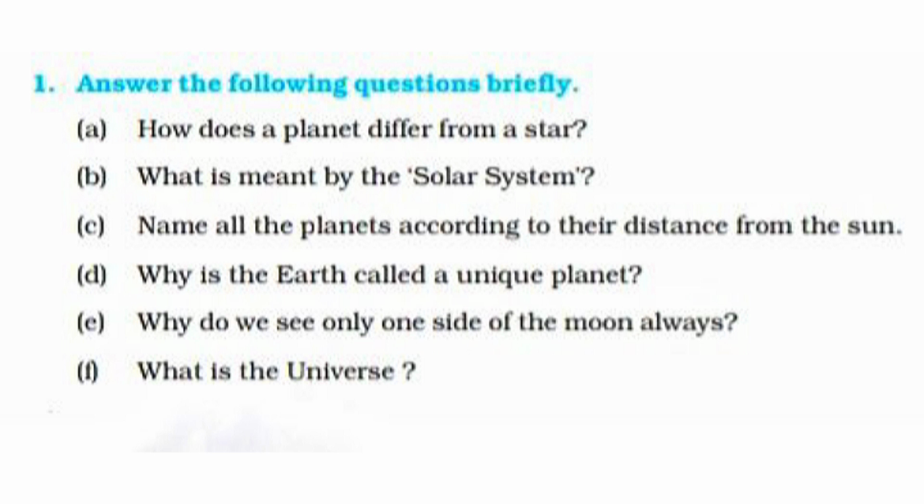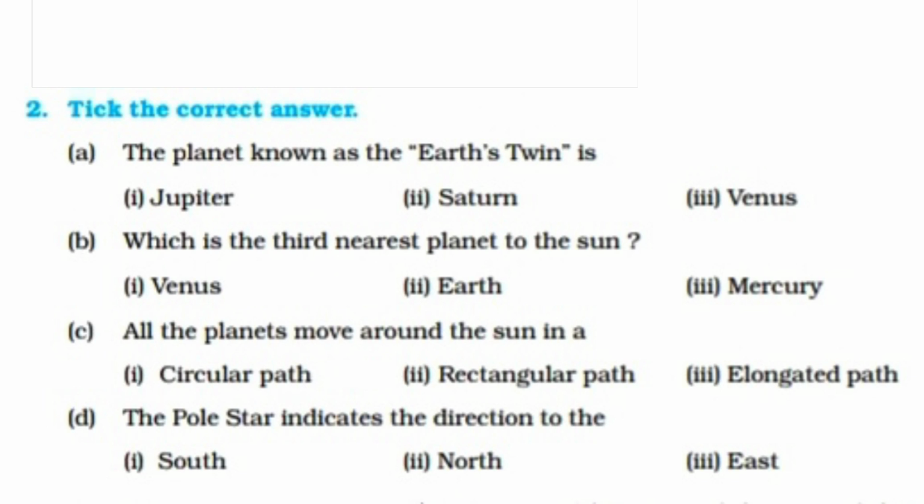Why do we see only one side of the moon? We only see one side of the moon because the moon spins on its axis in 27 days and it takes the same amount of time to revolve around the Earth. So we only see one side of the moon. Now the last question is, what is the universe? The universe is all of space and time and their contents including planets, stars, galaxies and other forms of matter and energy.